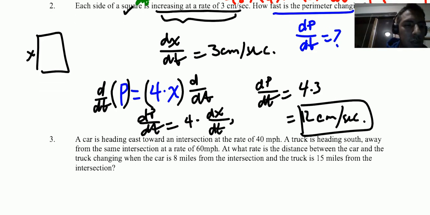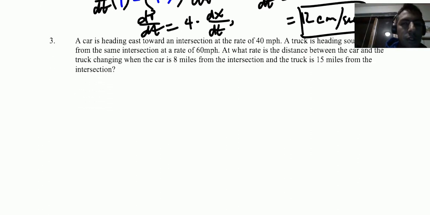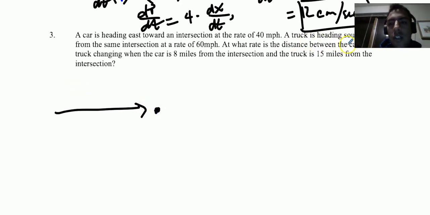Last one. The cars driving toward an intersection is a very popular problem, so let's see what we can do with this one. There's a car heading east. East is this way, so here's east towards an intersection. Here's the intersection. The truck is heading south, away from the same intersection. Okay, so car heading east, at the rate of 40 miles per hour.